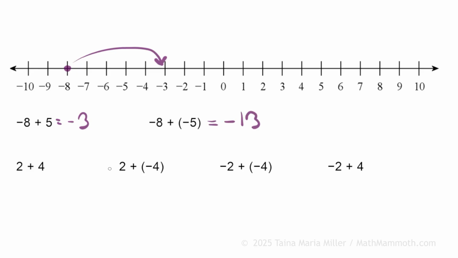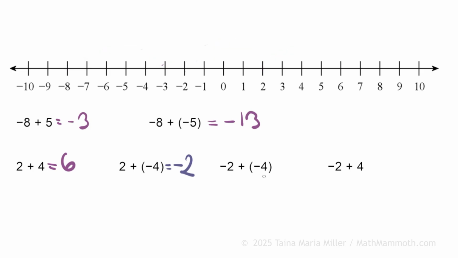2 plus 4, 2 plus negative 4, negative 2 plus negative 4, and negative 2 plus 4. All these variations. Well, 2 plus 4 is 6, right? 2 plus negative 4. Okay, 2 plus 4 would have been this one. 2 plus negative 4 goes the other way, but 4 steps. So we end up at negative 2.